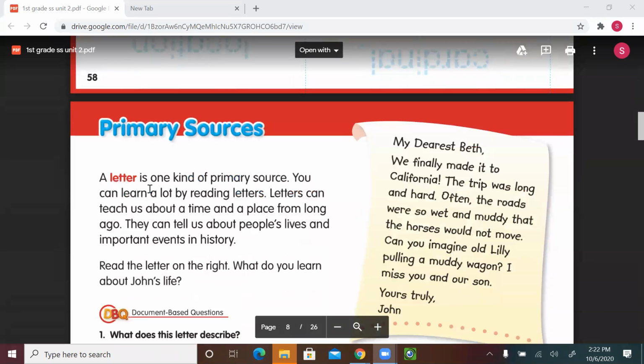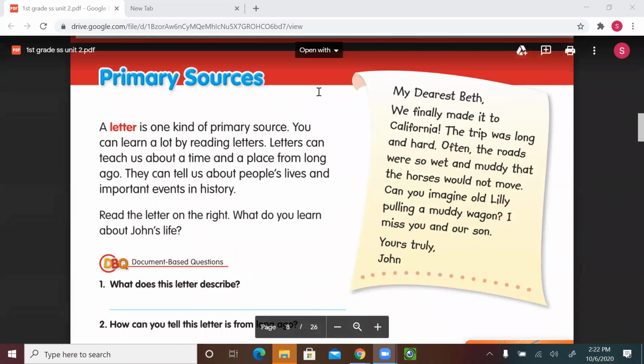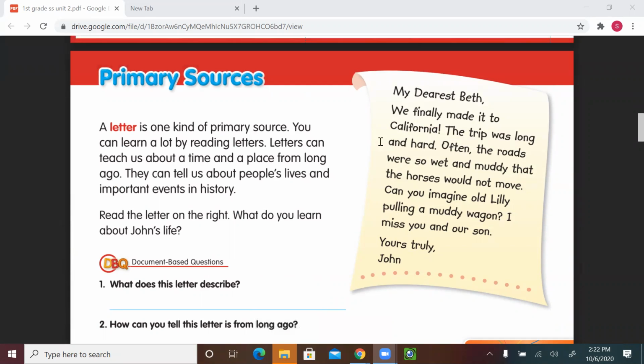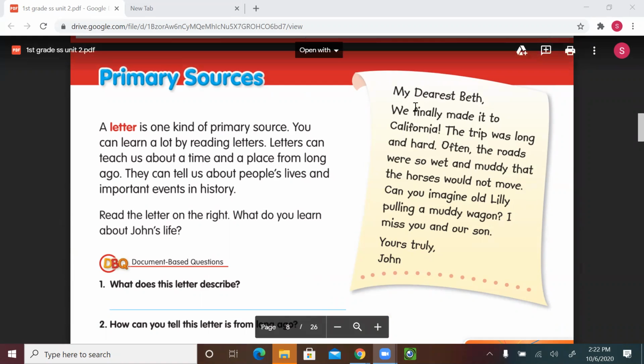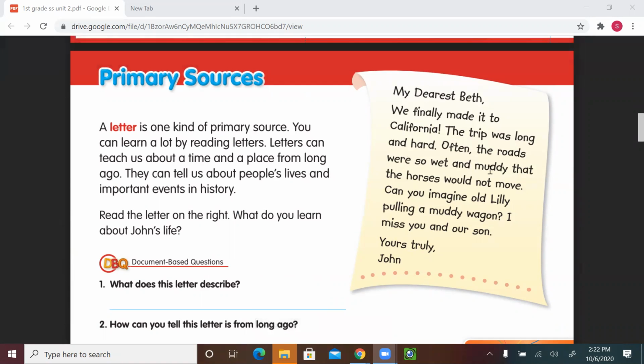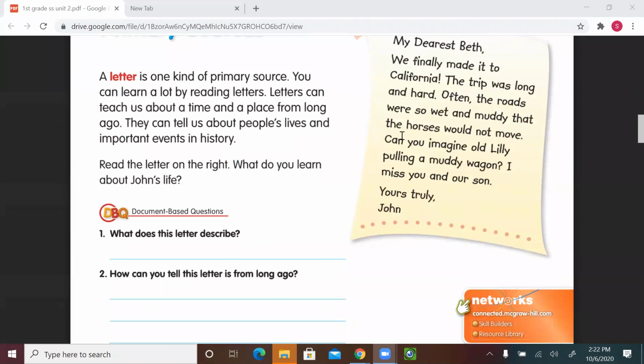Okay. So that was one of the examples of primary sources that we learned, and because of the information written, I learned and knew what happened at this time, what the roads looked like, and what kind of transportation they were using at this time.